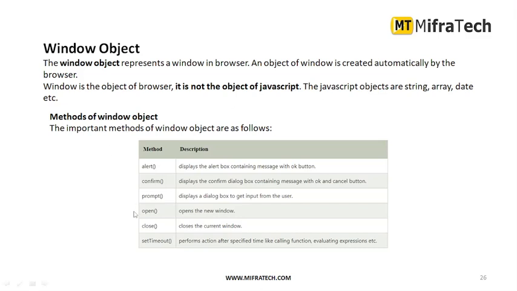Some of the window methods are given below: alert, confirm, prompt, open, close, setTimeout. Alert displays an alert box with an OK button. Confirm displays a confirm dialog box with OK and Cancel buttons. Prompt displays a dialog box to get input from the user. Open opens a new window. Close closes the current window. setTimeout performs an action after a specific time, calling a function or evaluating an expression.